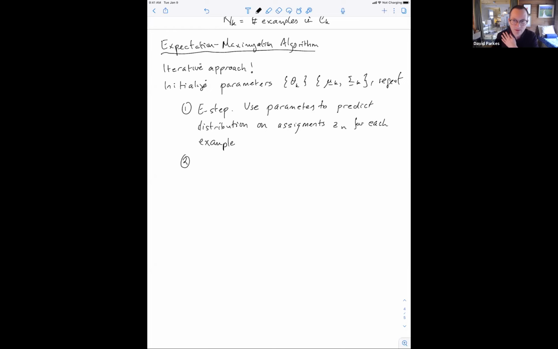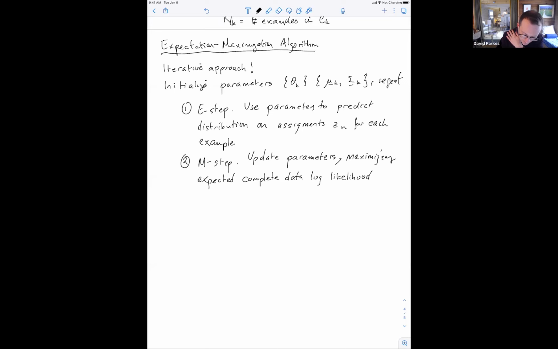I'm going to explain what all this means, just giving you a high level view right now of what we're going to do. Two, the M step: update the parameters. This is the maximization step, M for maximization. Update the parameters, maximizing the expected complete data log likelihood given the predicted assignments.